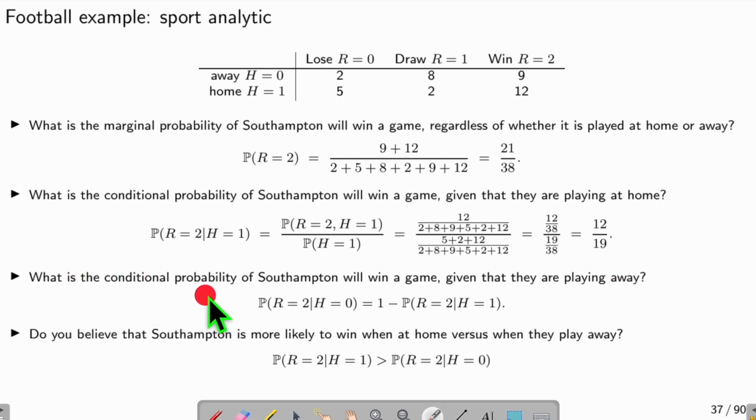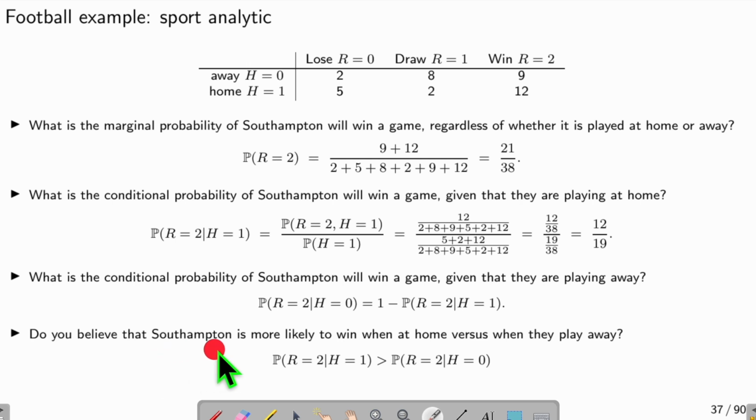What's the conditional probability that Southampton will win a game given that they are playing away? Okay, so we want win given that away. We already know the win given home. So by the complementary rule, we can just use 1 subtract this number. So that will be 7 over 19. You don't need to compute this big chunk of thing by looking at the table. This is showing that you can have shortcuts.